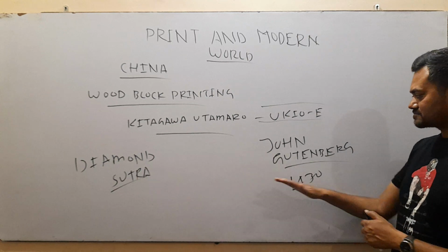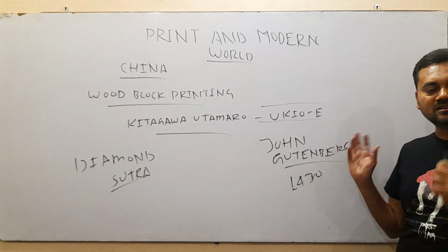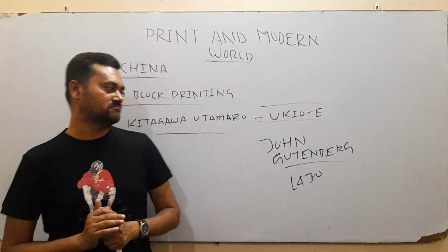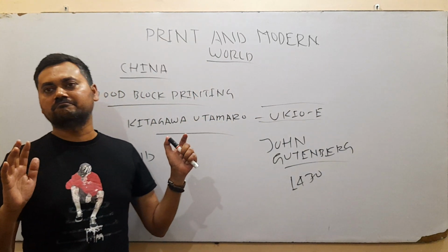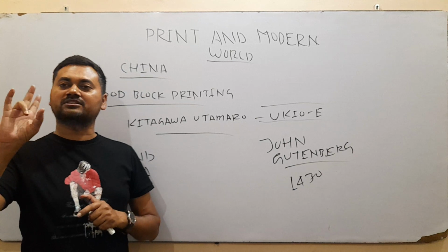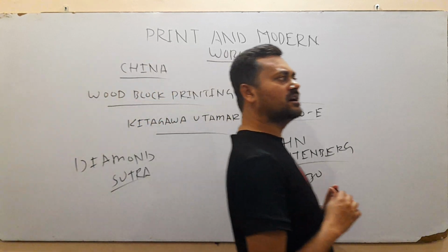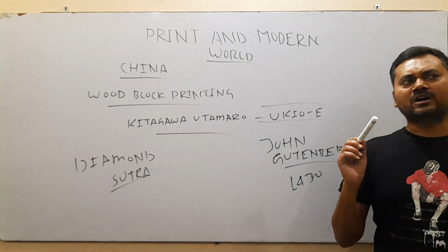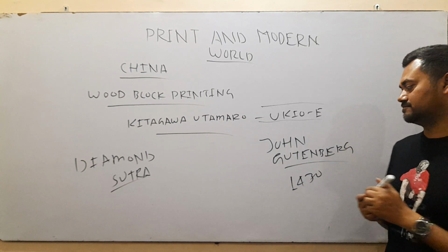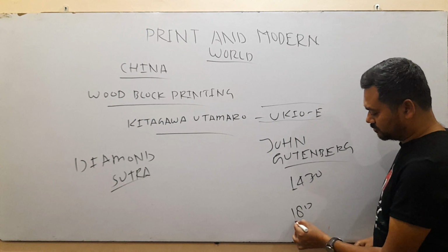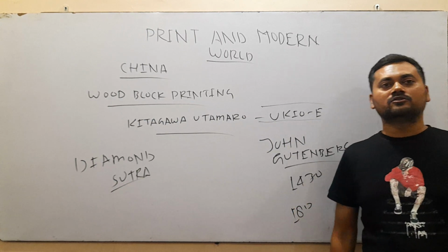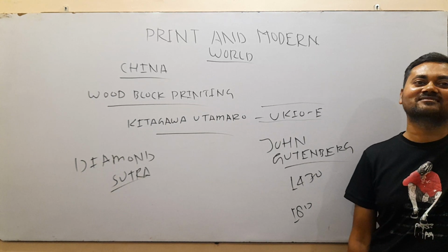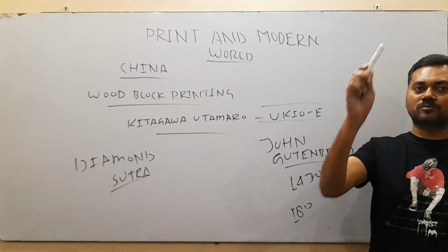So Gutenberg, in 1430, invented the first printing press and printed the first book, which is called the Bible. And I think he printed 180 copies. Do you know in how many days or in how many hours he printed 180 copies of the Bible?